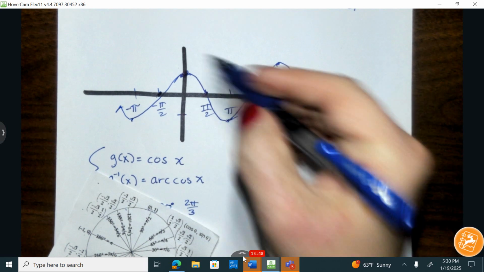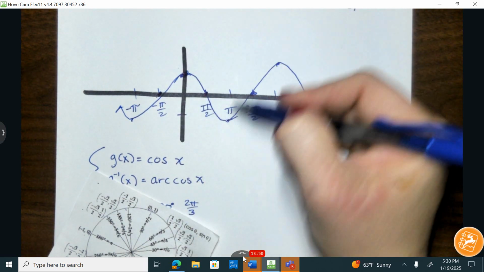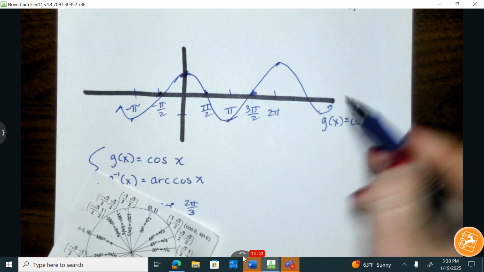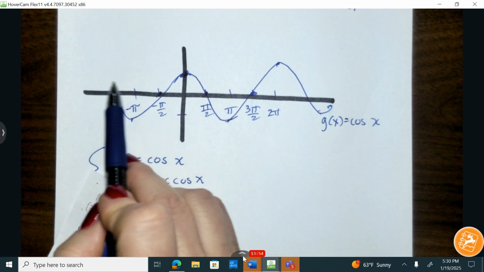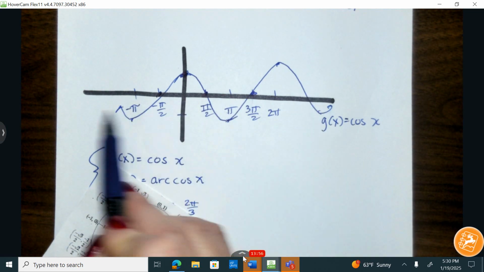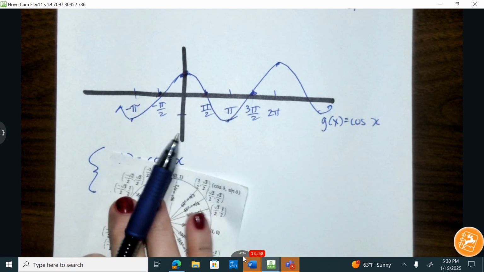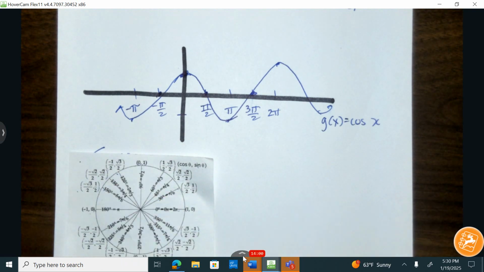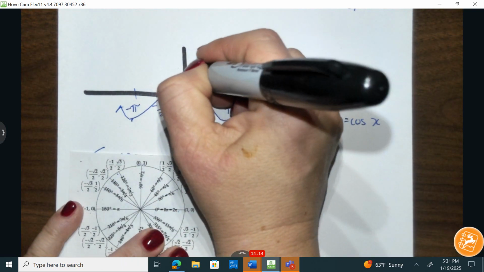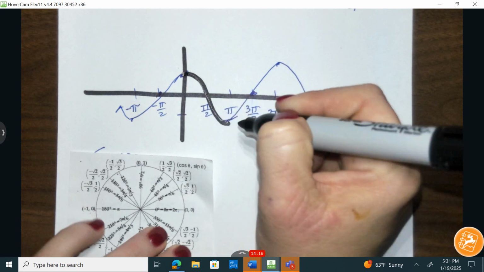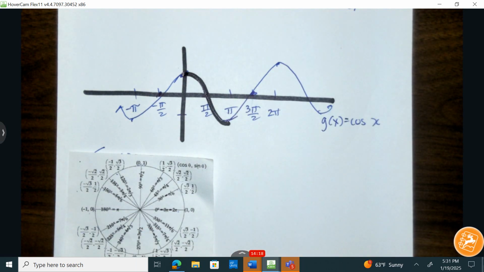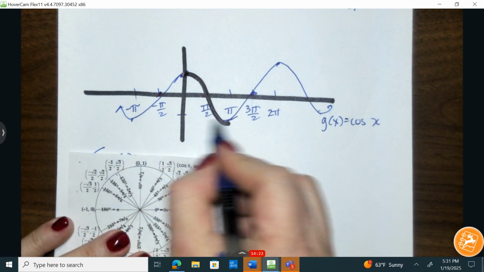So is this a function? Yes, the vertical line test shows that this is a function. But the inverse equation would not be a function because it does not pass the horizontal line test. So they just decided to restrict the input values for the inverse function for cosine, so arc cosine, and they're going to restrict those between 0 and pi.